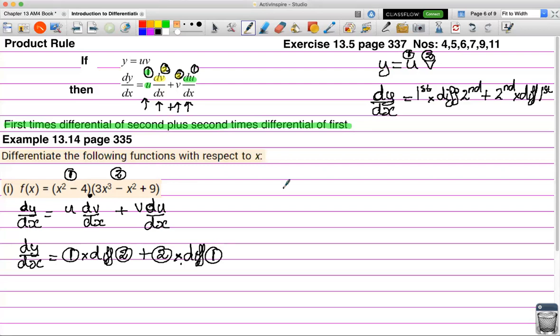Over here, I'm now going to write down what 1 is. The first function is equal to x squared minus 4. The second function, because it occupies the second position, is equal to 3x cubed minus x squared plus 9. So now I'm going to differentiate the first function, and the differential of the first function is equal to 2x.